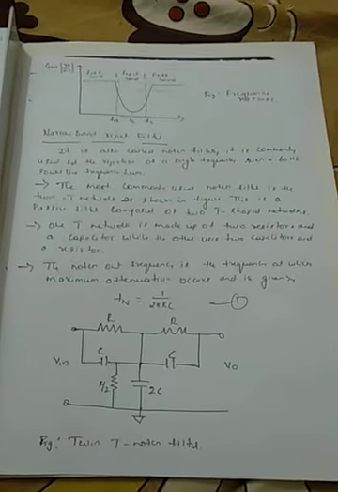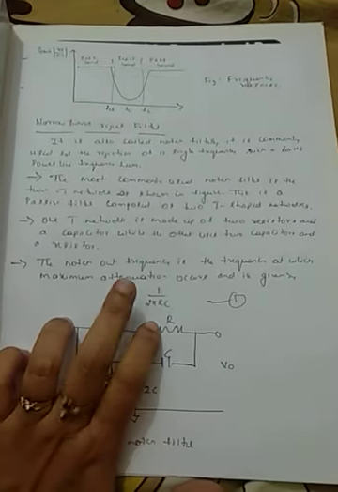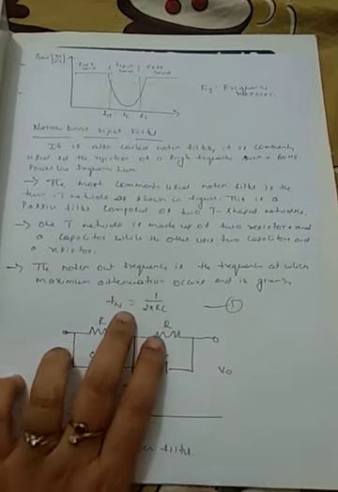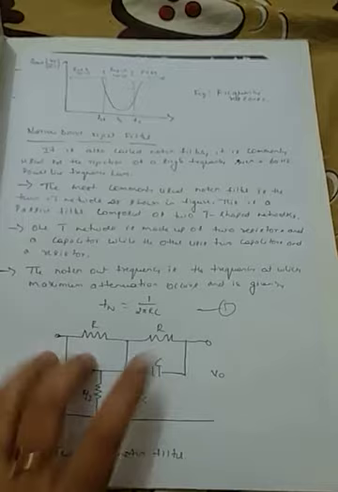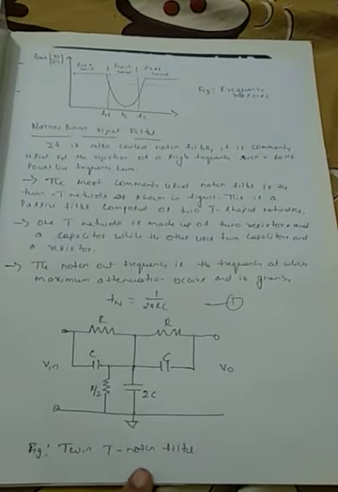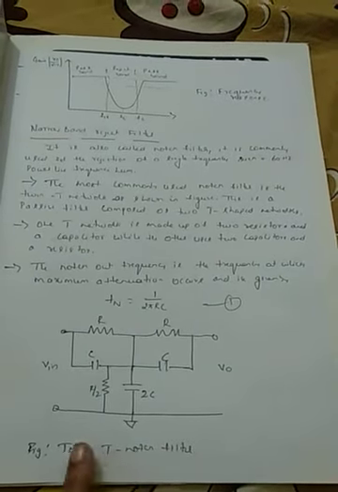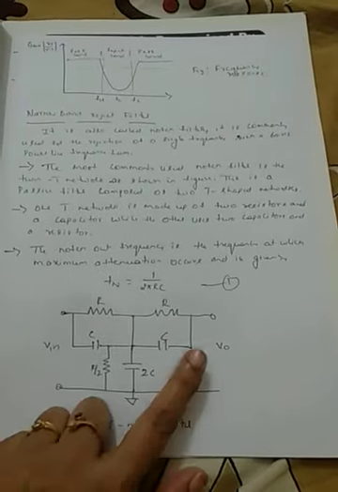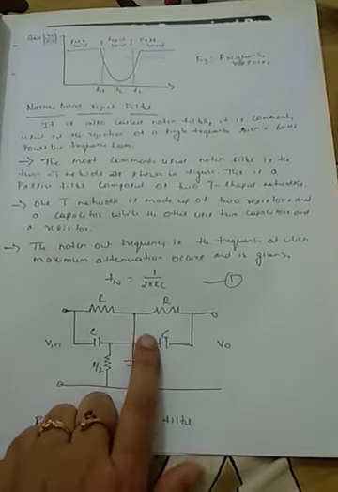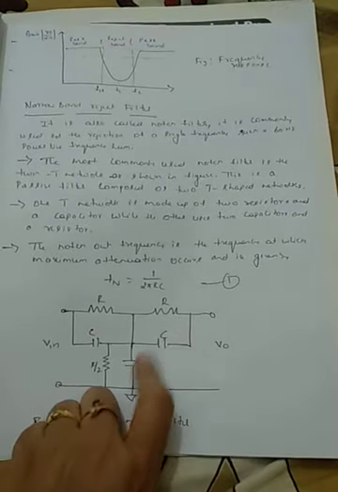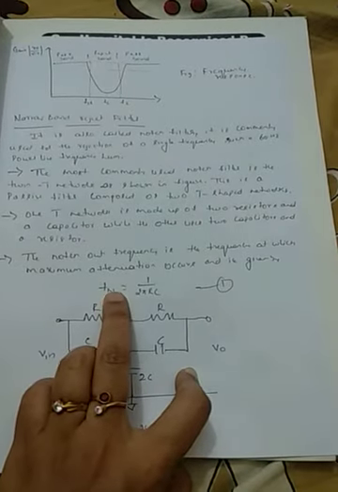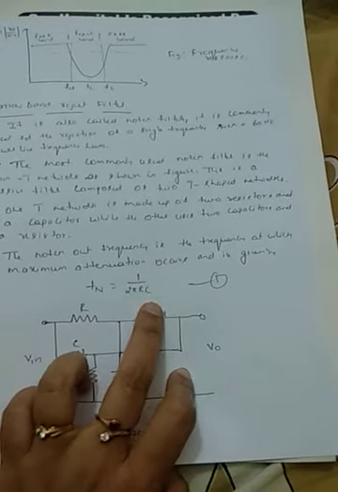The notch out frequency, or the frequency at which maximum attenuation occurs, that is the frequency of rejection, is given by 1 divided by 2 pi RC. So this is a twin T notch filter, composed of two T networks. One has two resistors and one capacitor, and the other has one resistor and two capacitors, and the frequency of maximum attenuation is given by Fn is equal to 1 divided by 2 pi RC.